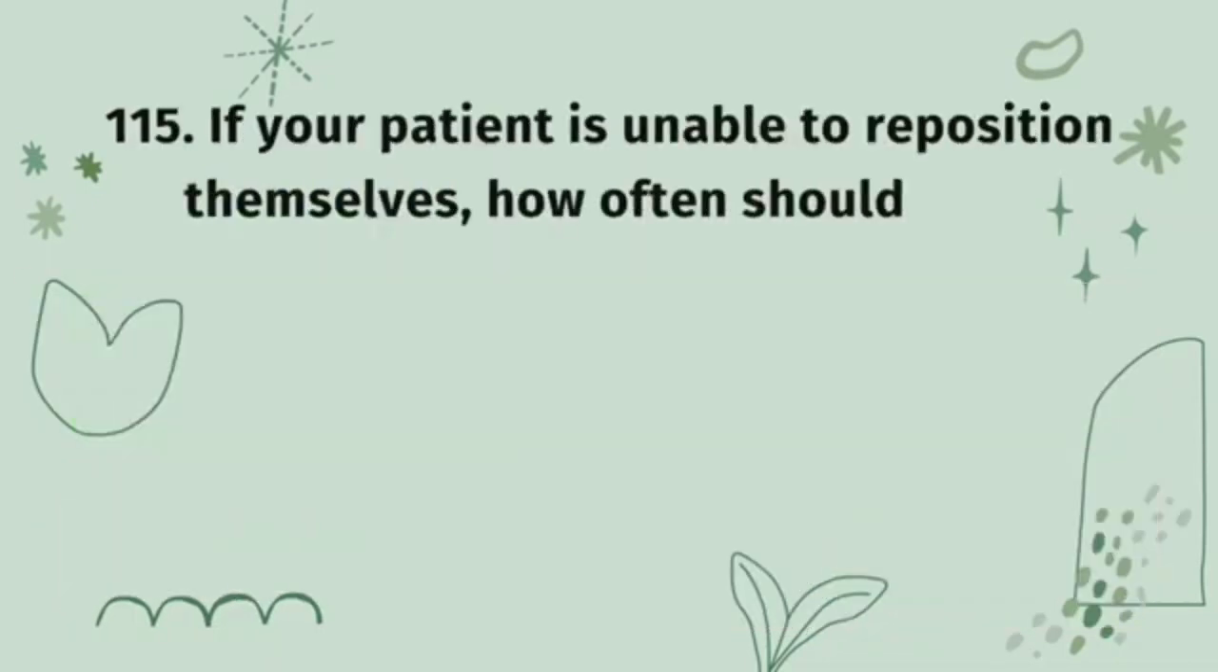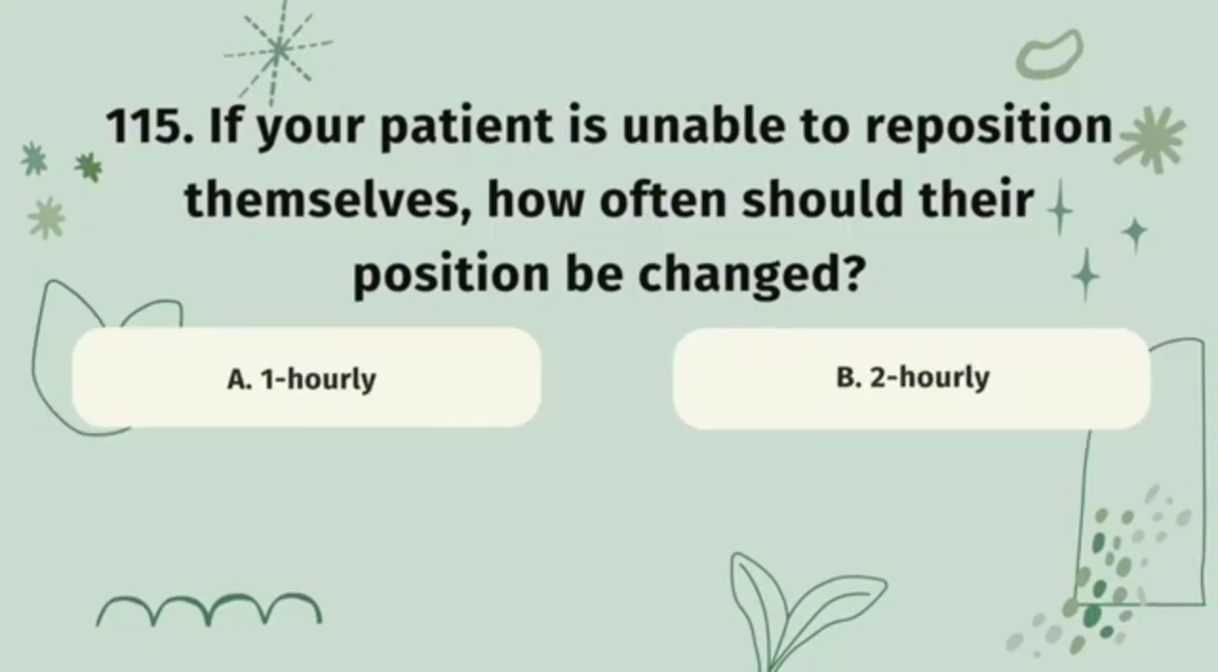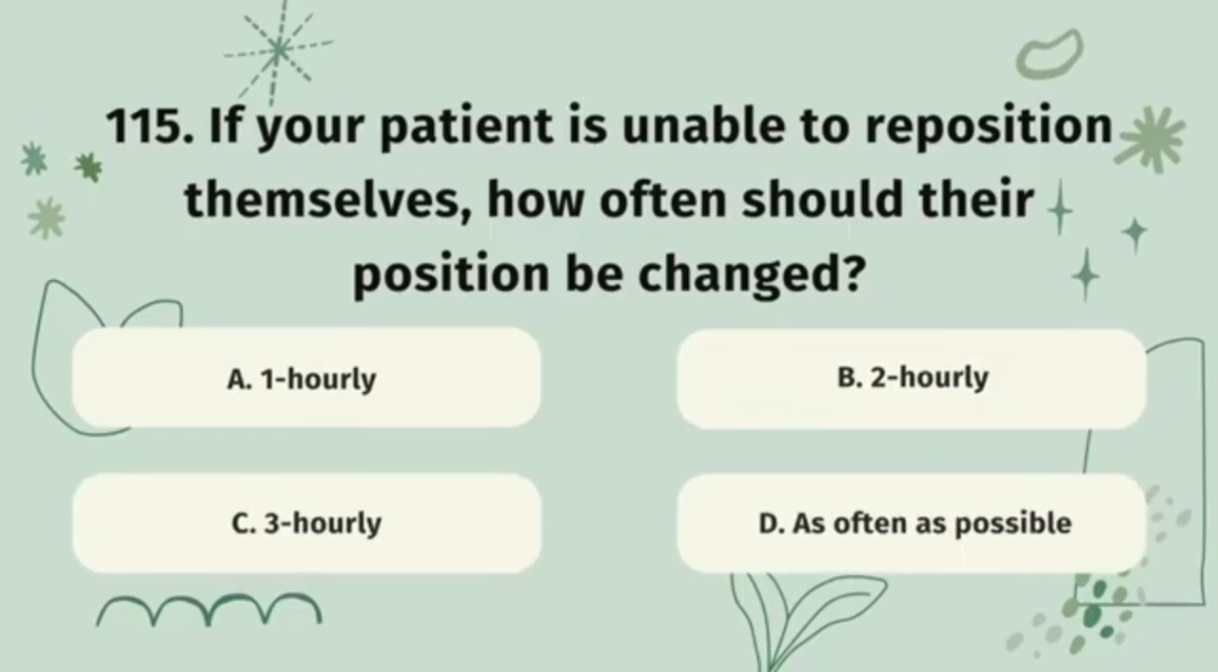Question 115. If your patient is unable to reposition themselves, how often should their position be changed? Option A. 1 hourly. Option B. 2 hourly. Option C. 3 hourly. Option D. As often as possible. The correct answer is B.